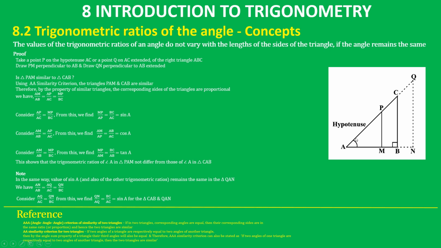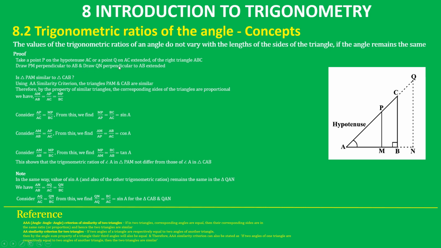If the angle A is fixed, and you consider any number of similar triangles, the trigonometric ratios remain the same. That we are going to prove. Now you see, proof.